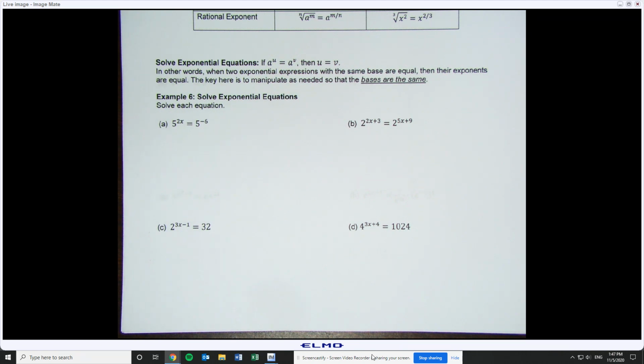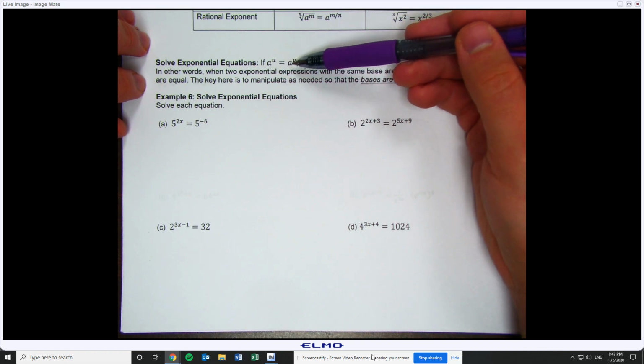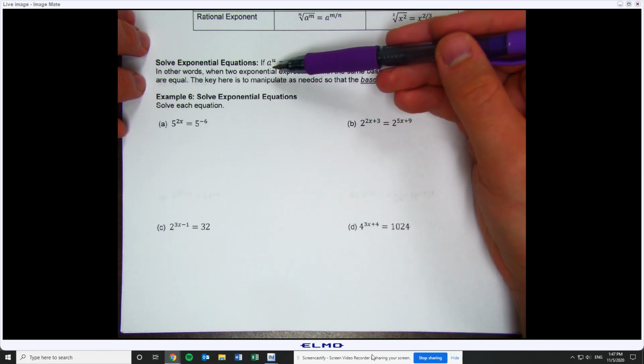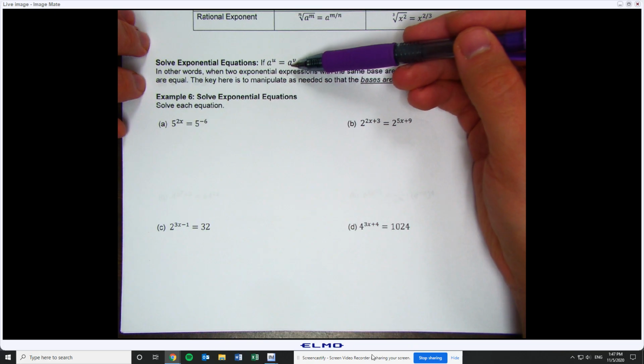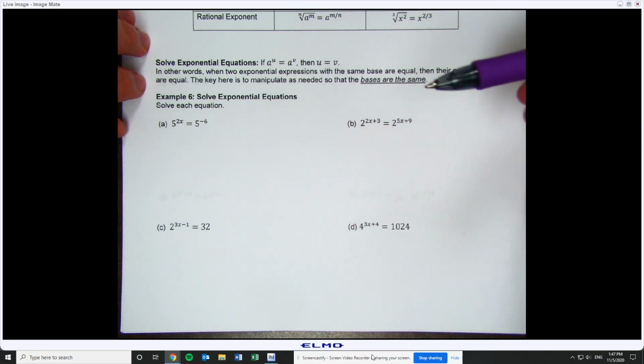All right, so to start with, I give you how to solve for them. And it's based on a single property that's kind of one of those, well, duh type moments, but it's super powerful. If you have an exponential that equals another exponential, and the bases are the exact same, that means that the exponents have to be the exact same.